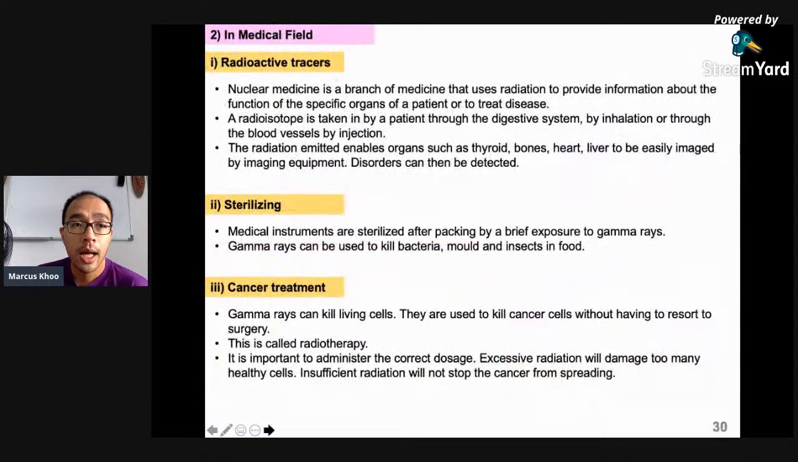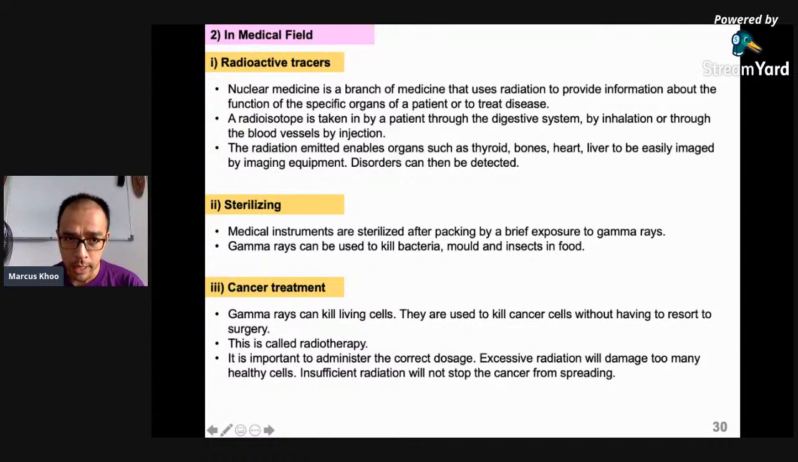All right, next is the medical field. In the medical field, we generally use radioisotopes for, number one, radioactive tracers. Nuclear medicine is a branch of medicine that uses radiation to provide information about the function of a specific organ or to treat disease. Tracers are basically, you want this to go to a place to see whether your pancreas is working or your digestive system is working.